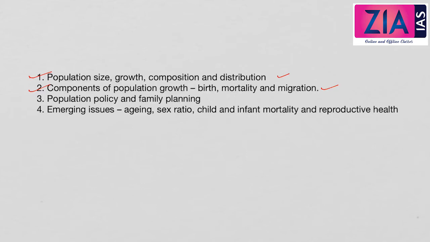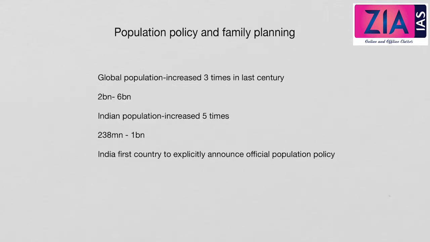Today we are going to discuss population policy and family planning, and emerging issues that are aging, sex ratio, child and infant mortality and reproductive health. So let's start. Population policy and family planning comes as part 3 of this chapter.